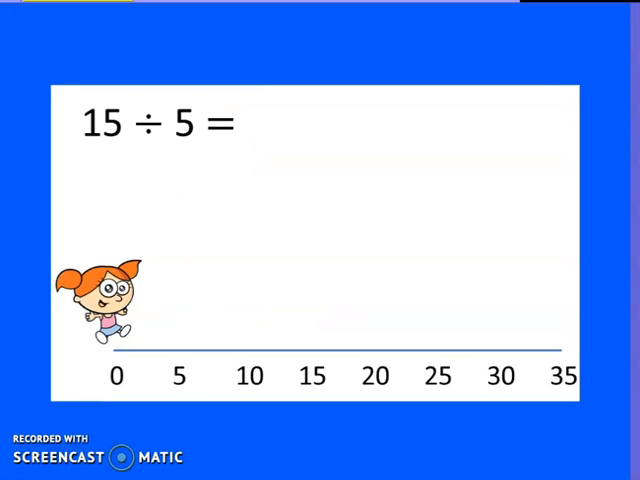Let's have another go. 15 divided by 5. We've got a number line going up in 5s. We'll start from 0, counting in 5s up to 15. Count along with me. 5, 10, 15. How many jumps did we make to get to 15? 1, 2, 3. 15 divided by 5 equals 3.